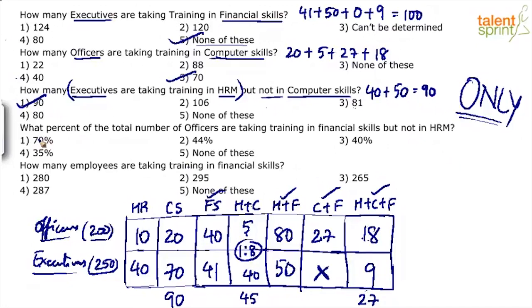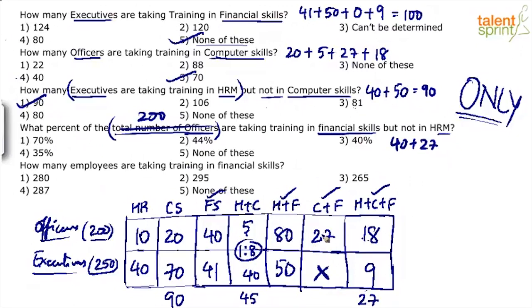Next question. What percent of total number of officers? Total number of officers is 200. So what percent of 200 are taking training in financial skills but not in HRM? Again, officers who are in financial skills but not HRM. Similar to the previous one, but here there is one extra calculation to be done. First find out financial skills but not HRM. That will be 40 plus 27.